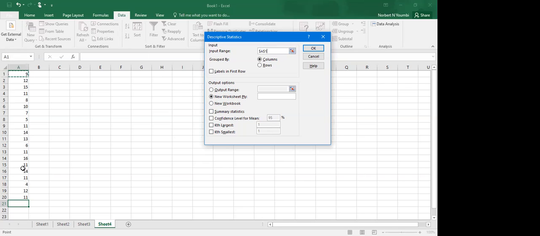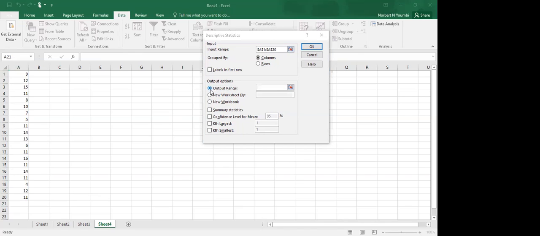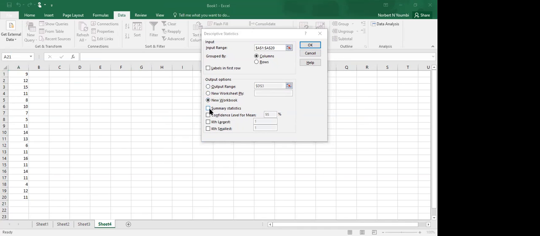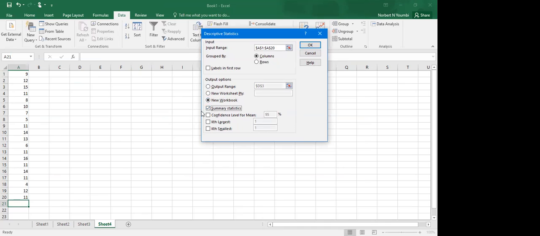Or you highlight it here. Output. Put it here. I need the summary statistics. This box is checked: summary statistics.